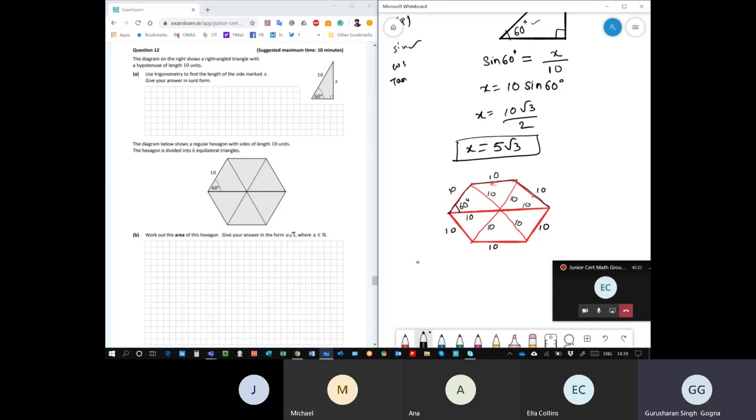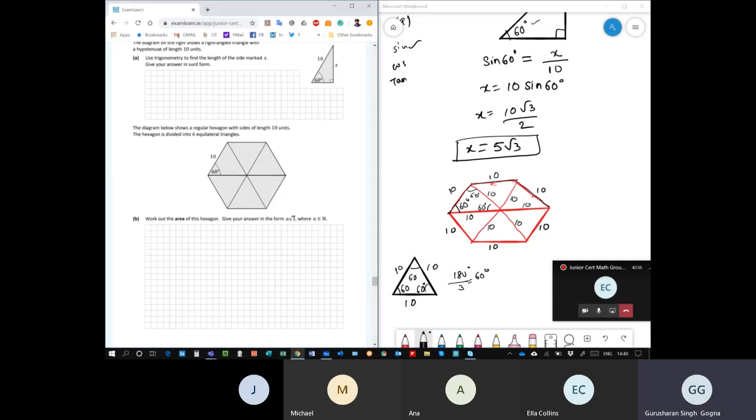But there's another property of an equilateral triangle. If this is an equilateral triangle, let's say 10, 10, 10, each angle should be 60 degrees because angles are also equal, and the sum of the angles of a triangle is always 180 degrees. If you divide 180 into 3 equal parts, you will get 60 degrees. So each angle here is 60 degrees as well. According to the question, work out the area of the hexagon. Give your answer in the form a root 3.